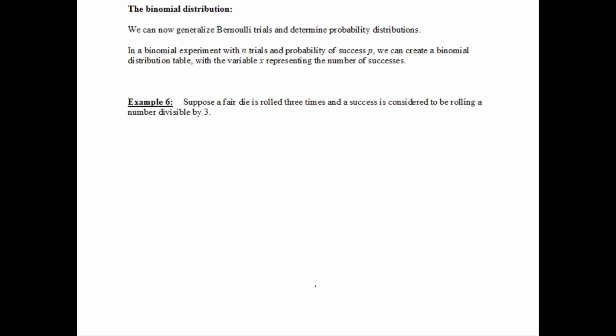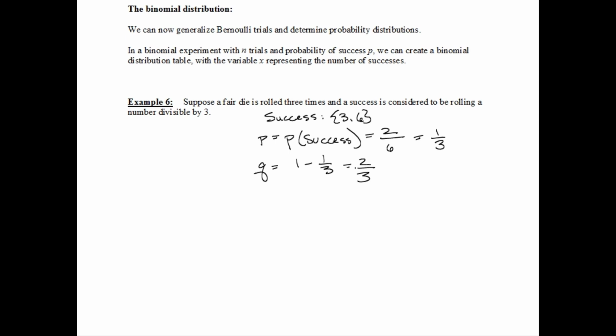So here, in this example, if we roll a fair die 3 times, we'll consider success to be rolling a number divisible by 3. So here, success means that we roll a 3 or a 6. And so the probability of success is going to be two out of the 6, because we have 6 outcomes when we roll a die, so 1/3. Therefore, the probability of failure will be 1 minus 1/3, which will be 2/3. So we have our P and we have our Q.